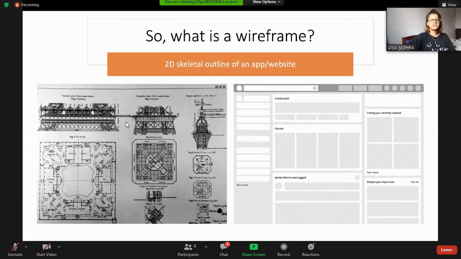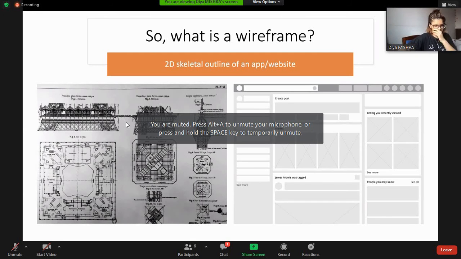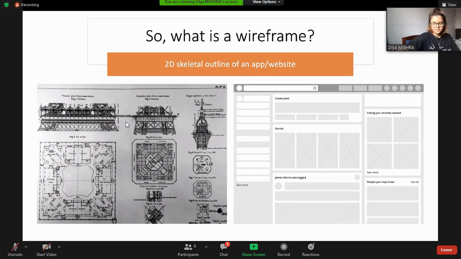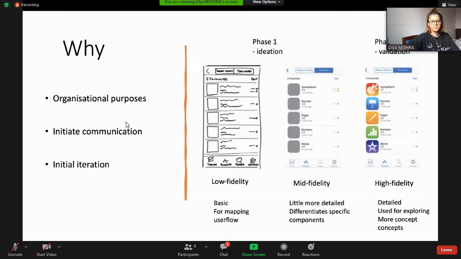So in a nutshell, a wireframe is an image or a series of images that represent a 2D skeletal outline of an app or a website. It is analogous to the architectural blueprint of a building or the storyboard of a movie, TV show, or even a YouTube video. So why is it important?